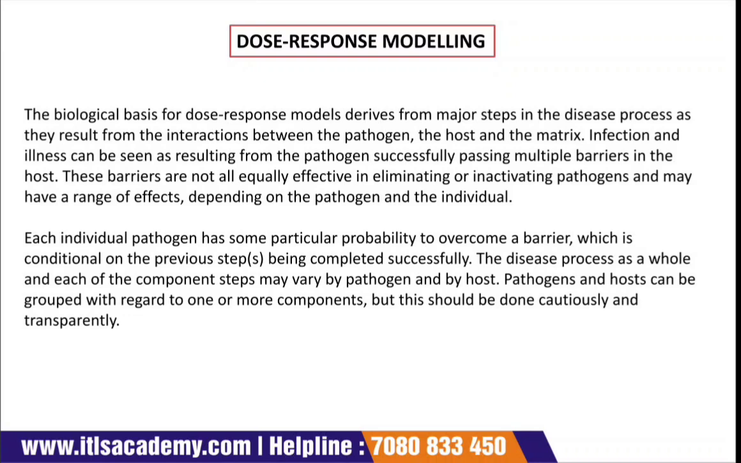So there are major steps in the disease process, meaning whenever there is a disease, a foodborne disease, or any adverse or chronic disease, it requires certain steps. These steps, or the disease, result from the interaction of pathogens, the host and the matrix. So the infection and the illness can be seen as resulting from the pathogen successfully passing multiple barriers in the host.